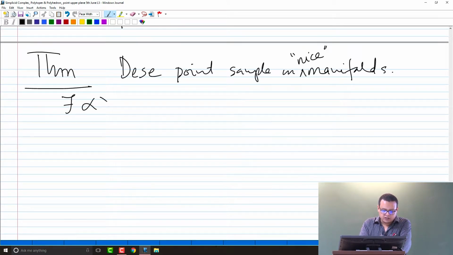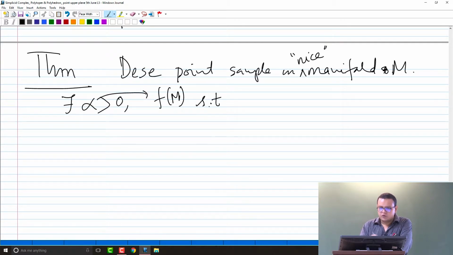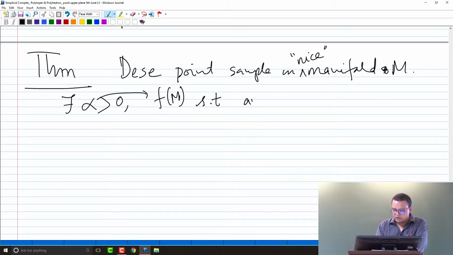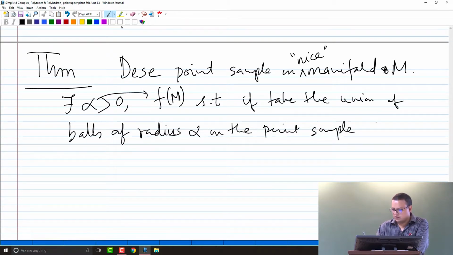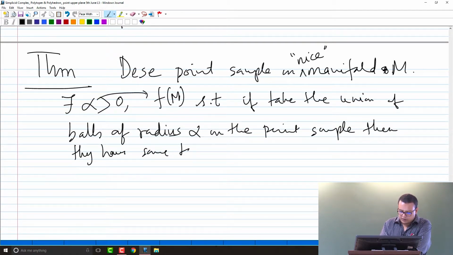There exists an alpha greater than 0 that only depends on this manifold M. So alpha will be a function of the manifold M, such that if the point sample is dense, and you take the union of balls of radius alpha on the point sample, then they have the same topology as the manifold.